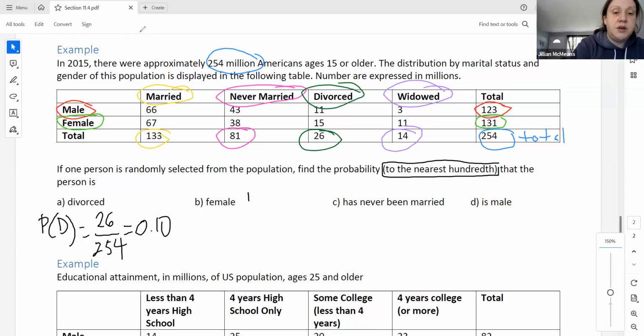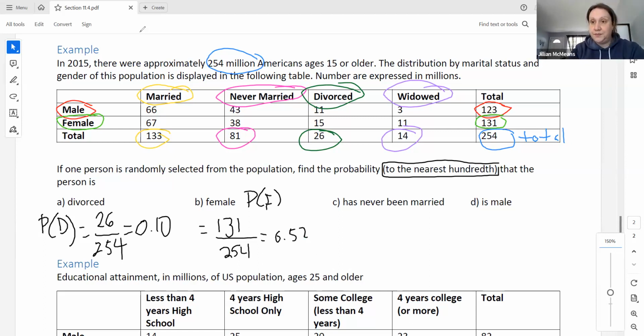Now, next up, let's say we wanted to find the probability that somebody was female. Well, if you look at the total in the table, everybody considered in this table was 254 million people. But of the 254 million, we want to look at the females, which are the light green color. That was 131 million of the people in the table. So you would take 131 million, divide it by 254, and that's going to give you the probability that somebody from the table was a woman, which is 0.52.